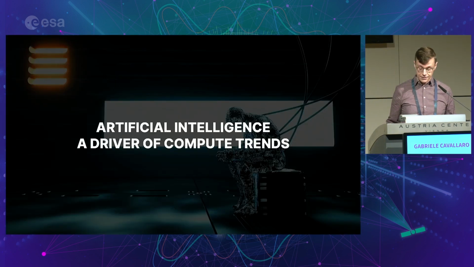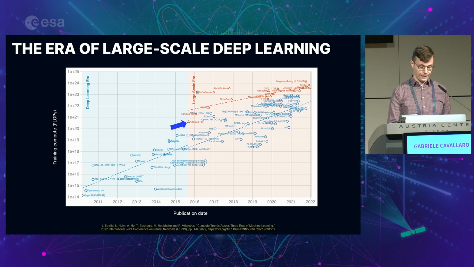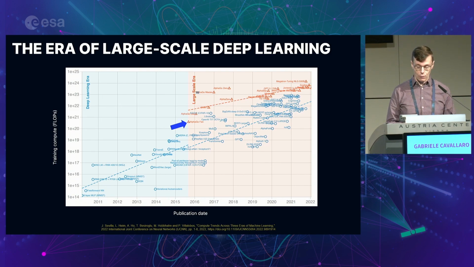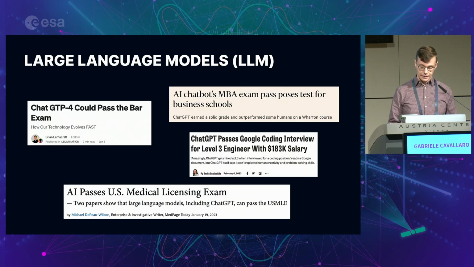Indeed, artificial intelligence is a driver of compute trends. Since the release of AlphaGo in 2015, we have entered the era of large-scale deep learning. It is a phase characterized by significantly higher computational requirements compared to other models published in the same years. Indeed, there has been a huge rise of large language models. They have become fundamental technologies in the field of natural language processing. They are transforming the way we interact with and analyze text-based data, and most importantly, they have demonstrated remarkable capabilities, which will have for sure economic implications.